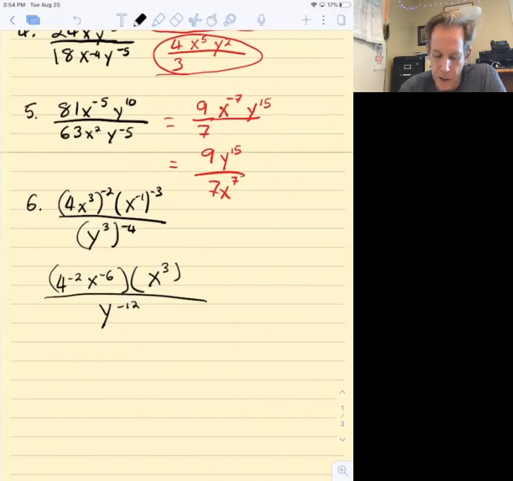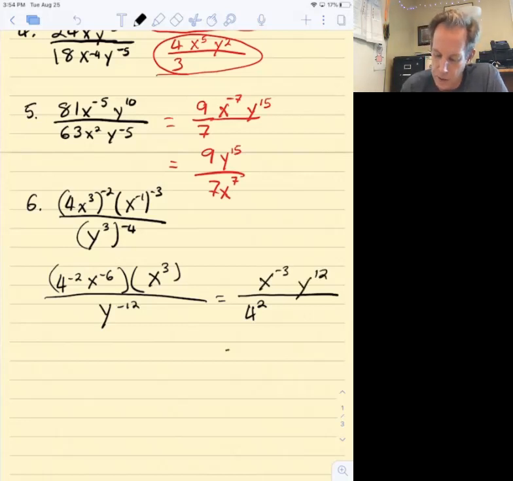Now we really can't evaluate 4 to the power of -2. So I want to move the 4 to the denominator and make that 4 squared at some point. So let's go ahead and do that next. So I'm going to move the 4 down. So I have 4 squared. These x's, I can go ahead and use the product property by adding those exponents, which gives me x to the power of -3. And then the y to the power of -12, I'm going to move that to the numerator. It becomes y to the power of +12.